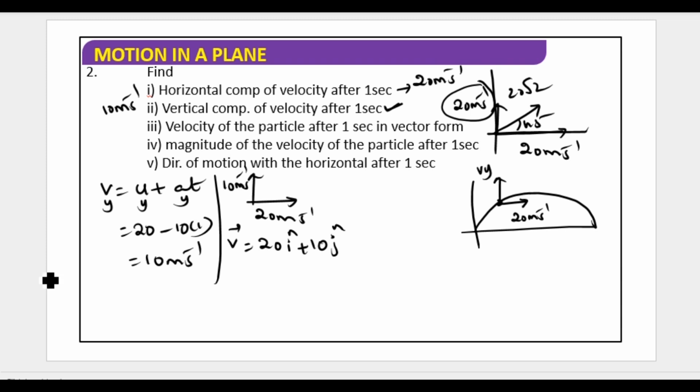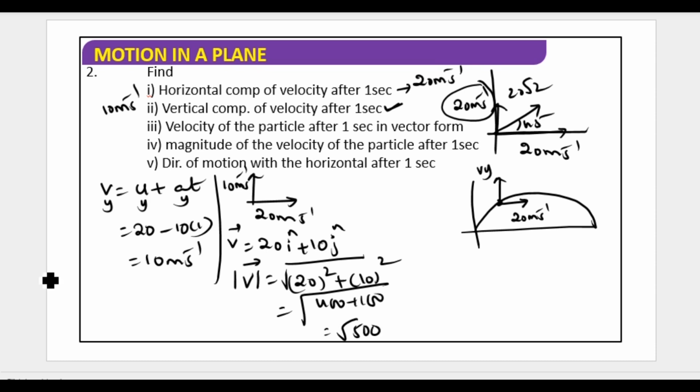Then the fourth one, the magnitude of the velocity of the particle after 1 second. Magnitude means two vertical lines, and write root. You know the Pythagoras theorem very well already; this concept is explained in the vector chapter. So 20 square plus 10 square is equal to root of 400 plus 100, which is root 500, which is equal to 10 root 5 meter per second.